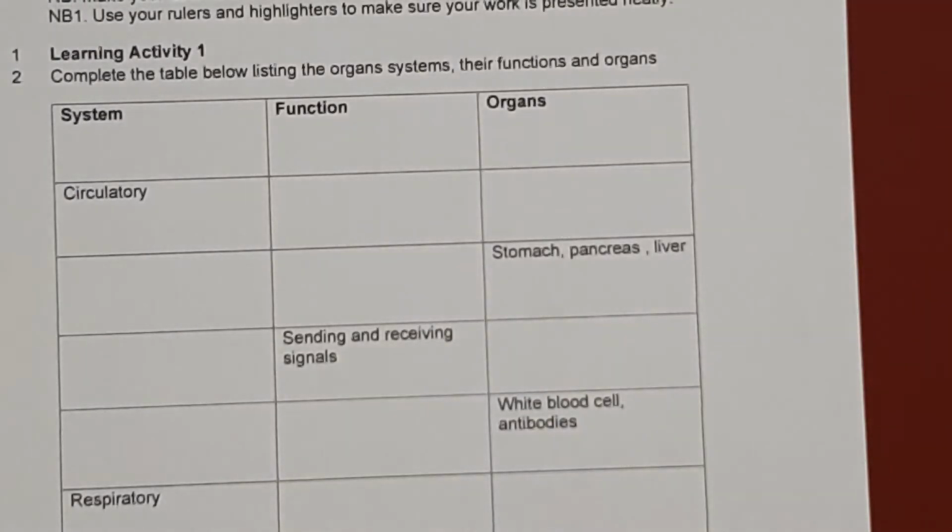So the circulatory system. What's the function of the circulatory system? Well, it is listed on the previous page. And then what organs are part of that circulatory system? So the circulatory system circulates blood, it transports oxygen and carbon dioxide and nutrients around the body. What organs would that include? Well, the heart, the arteries, the veins, the capillaries, or just blood vessels.